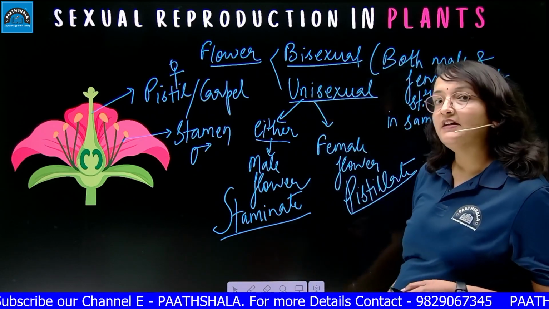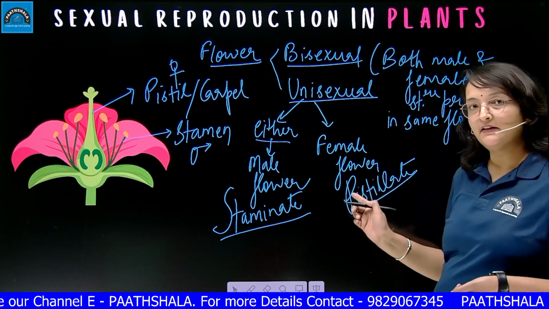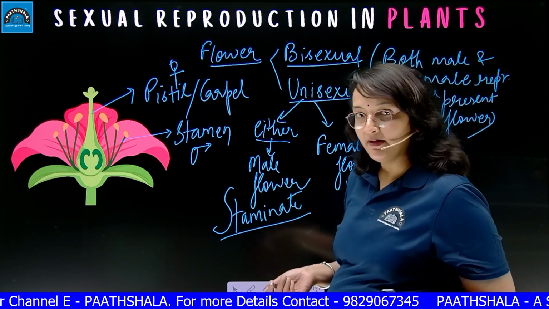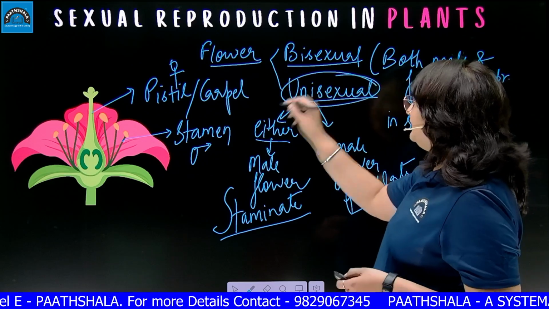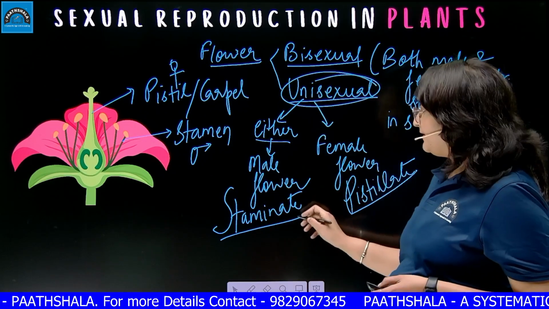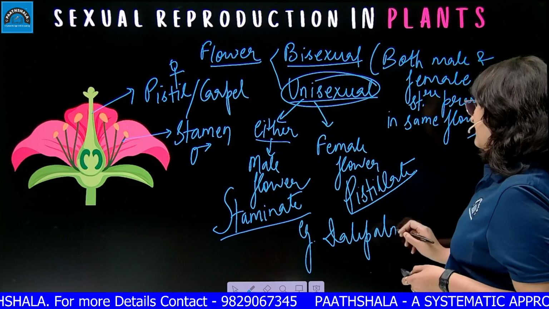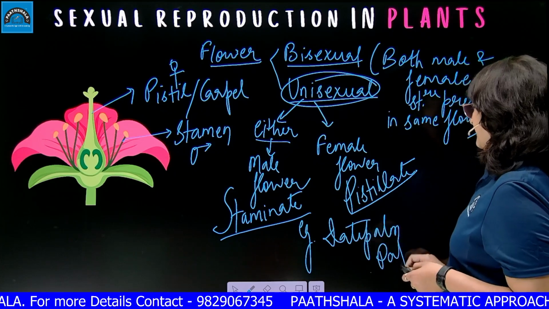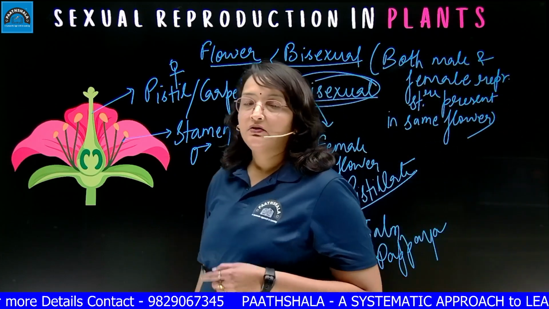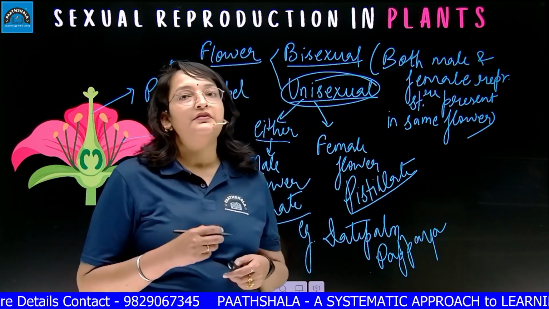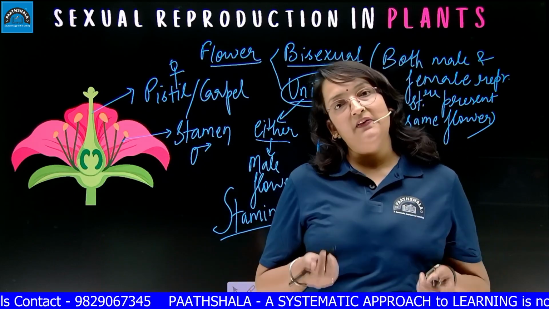So those flowers which are having only pistil, only female part, will be called pistillate flowers. Those flowers which are having only stamen will be called staminate flowers. These types of flowers are present in some specific plants, like we take the example of date palm and papaya. These are the plants where unisexual flowers will be seen. So if we want to study sexual reproduction in flowers, we must know that flowers can be bisexual as well as unisexual.